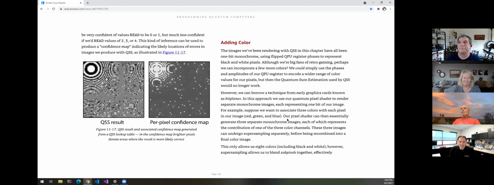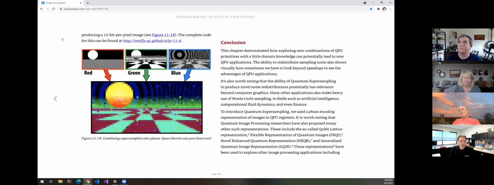Where I got lost is he said this only allows us 8 colors, including black and white. However, supersampling allows us to blend subpixels together, effectively producing a 12-bit pixel image. So I'm still working out the math as to how he got to 12-bit. 8 colors, I got pretty easily. And then we're pretty much at the end. It says it's worth noting quantum supersampling to produce novel noise distributions potentially has relevance beyond computer graphics.